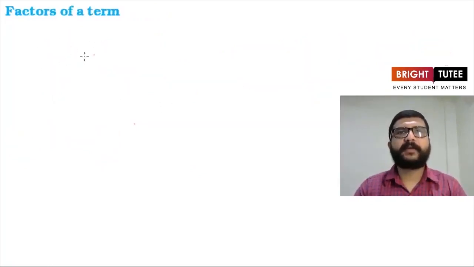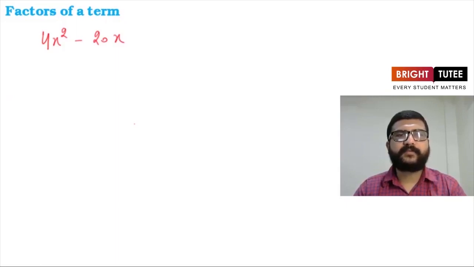So we have discussed how an algebraic expression is formed and then what are the terms of an algebraic expression. Now we are going to discuss factors of a term. For example, we are having this algebraic expression, let's say it is 4x square minus 20x. Here this is one algebraic expression. How many terms are there? What we are doing actually, first we are forming 4x square. And how we formed 4x square?